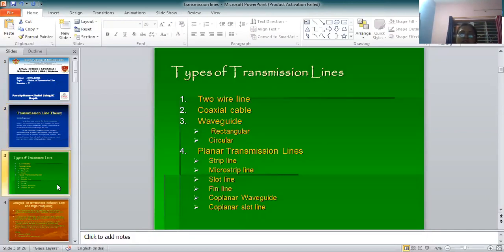Then the types of transmission line can be categorized in the following ways. First is the two-wire line, coaxial cables, waveguides. Waveguides are of two kinds, rectangular and circular. Then planar transmission lines, which include strip lines, microstrip lines, slot lines, fin lines, coplanar waveguides, and coplanar slot lines.